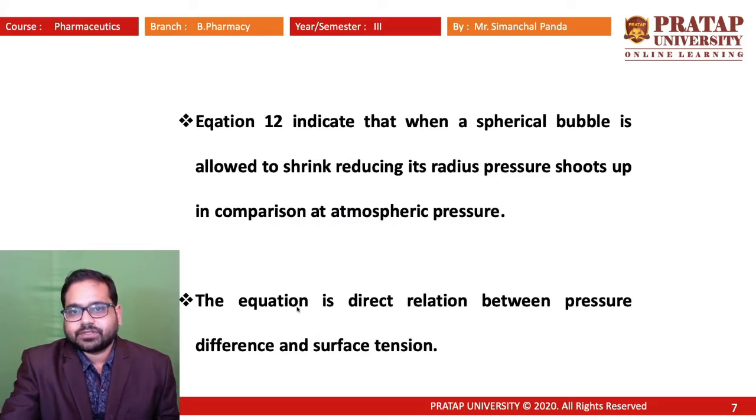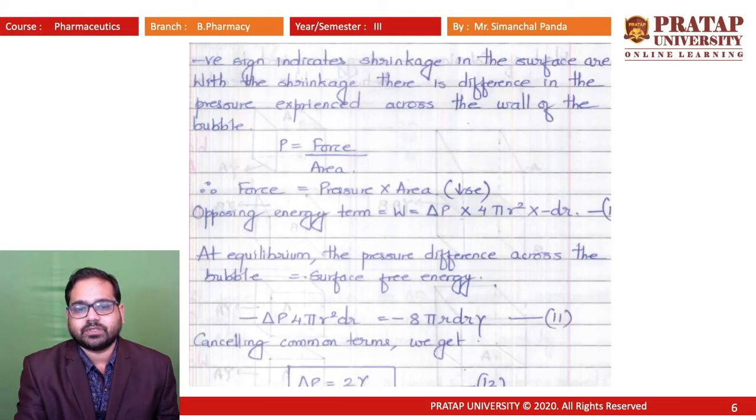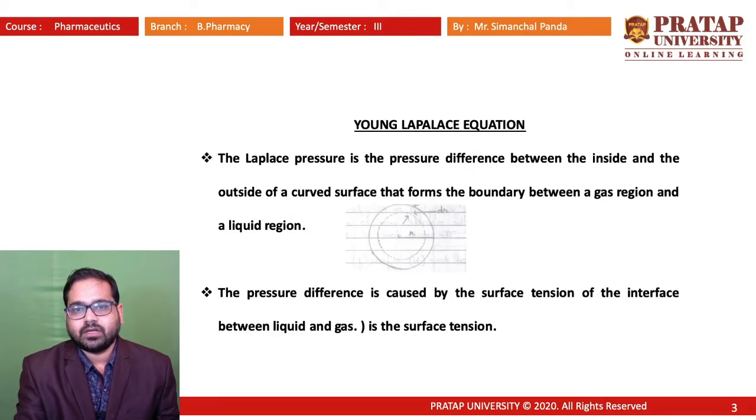The previous equation indicates that when a spherical bubble is allowed to shrink, reducing its radius, pressure shoots up in comparison to atmospheric pressure. The equation is a direct relation between pressure difference and surface tension. It is a correlation between surface tension and the change in pressure. So right now we derived the Young-Laplace equation for the soap bubble.